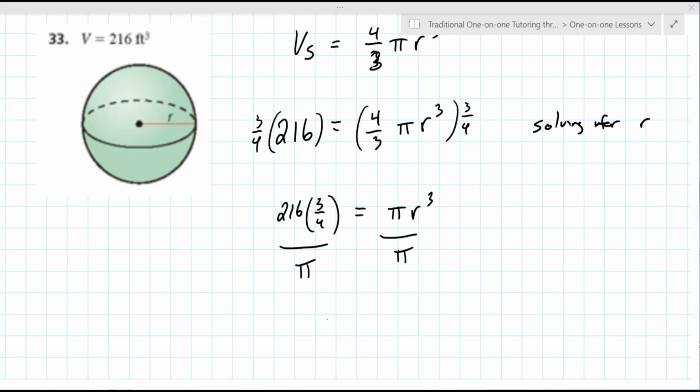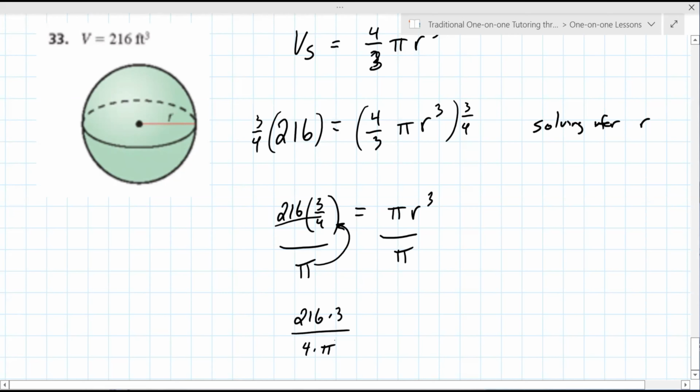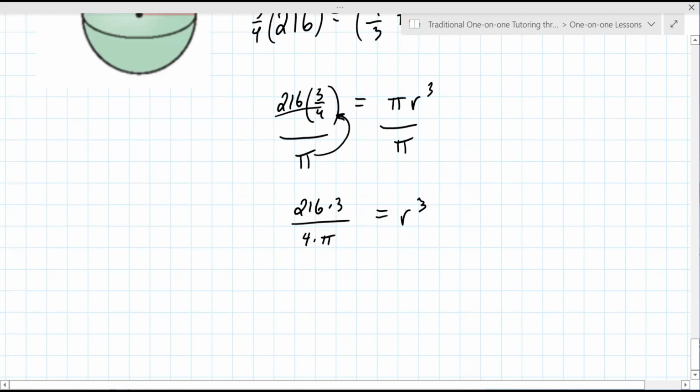All right, and so at this point, it's like, where does the pi go? So the pi actually goes on the bottom. So it's 216 times 3/4 times pi equals r cubed. Right, and then we haven't talked about this at this point, but to undo a cube, you use the 1/3 power.